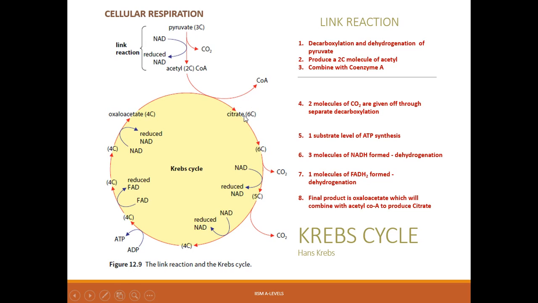The citrate is further decarboxylated and dehydrogenated in a series of steps to produce carbon dioxide, which is actually the waste gas that we breathe out during exhalation. And the dehydrogenation of citrate will also produce reduced NAD and reduced FAD.